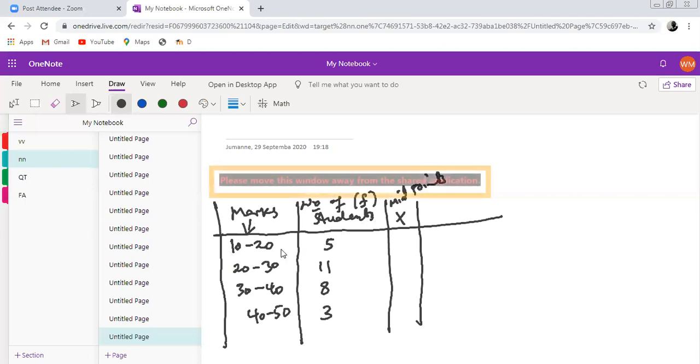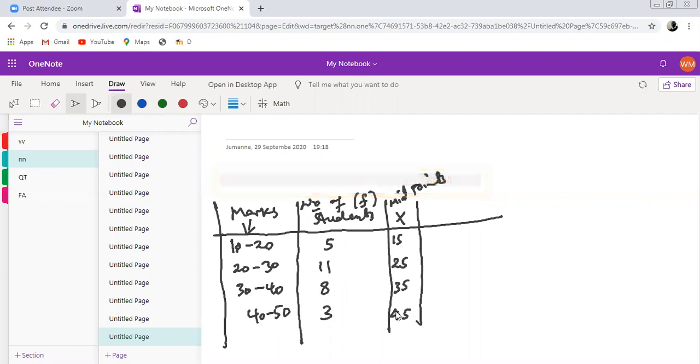How do you get the midpoints? You add the lower limit plus the upper limit, then you divide by 2. In this case, if you add the two and divide by 2, this is 30 divided by 2, you find it is 15. This is 20 plus 30, 50 divided by 2, it is 25. This is 30 plus 40, 70 divided by 2, it is 35. That 40 plus 50, 90 divided by 2, it is going to give you 45. So those are your x's. The x is the midpoint of the classes.